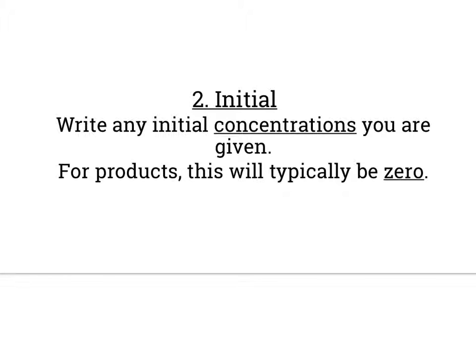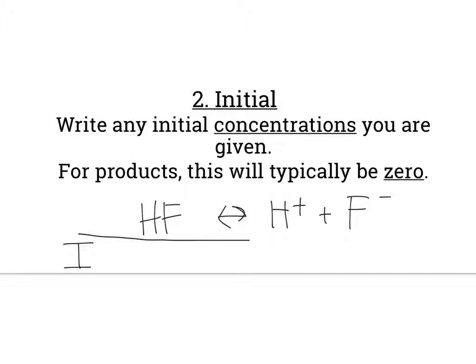Number 2, you write any initial concentrations you are given. For products, this will typically be 0. So again, we have that balanced equation. In an ICE table, the very first row stands for initial. This is where you write any initial concentrations you're given. For products, this will typically be 0. And often they'll give you some concentration to start with. They'll say, we had 0.1 molar concentration of this acid. They'll give you that information, so we put that here. And that is our first row, initial.